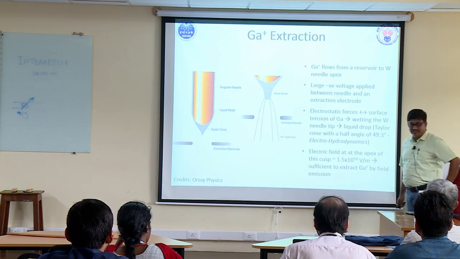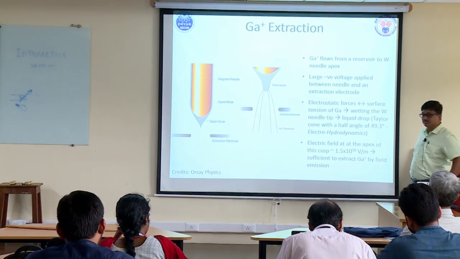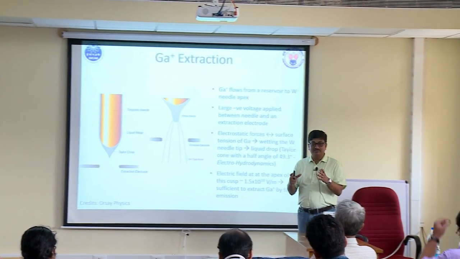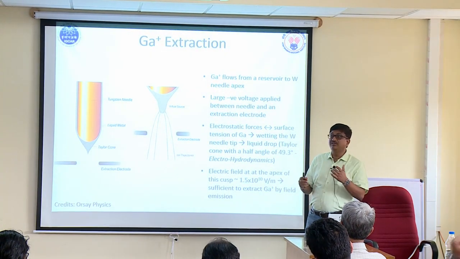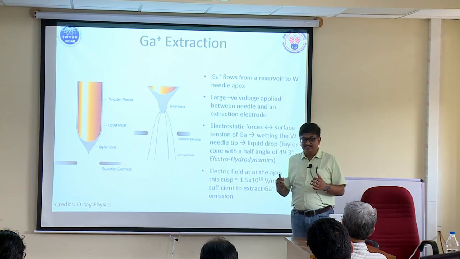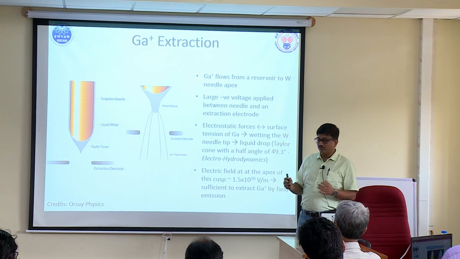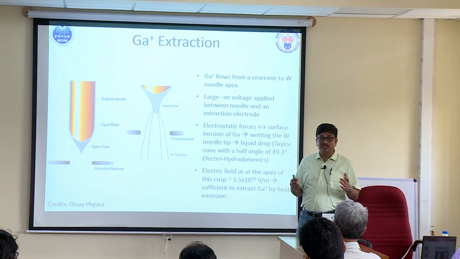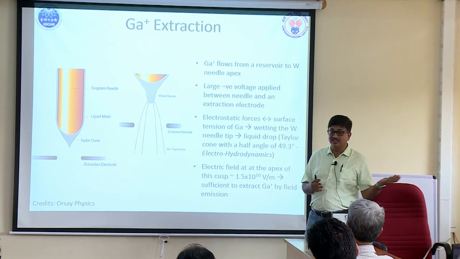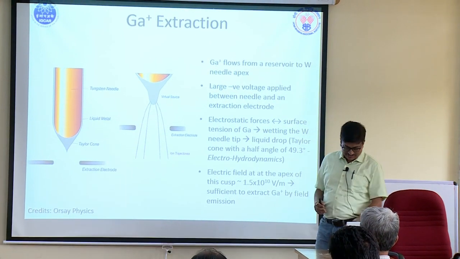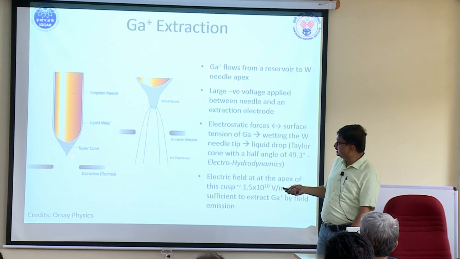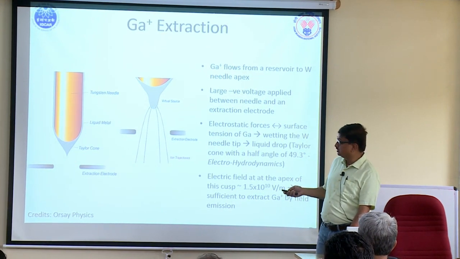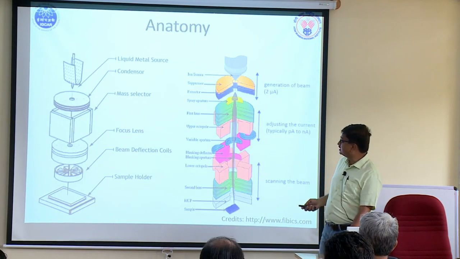So basically, for gallium extraction, you have a tank of gallium. You keep it filled. It has a very long lifetime. You apply a very, very high electric field, and then the gallium gets ionized, and you have positively charged gallium, which can be accelerated up to as much as the electrons are accelerated in your SEM column. That's pretty simple. And this is how it comes out, and it has a Taylor cone, and you are just going to get it through the extraction aperture.